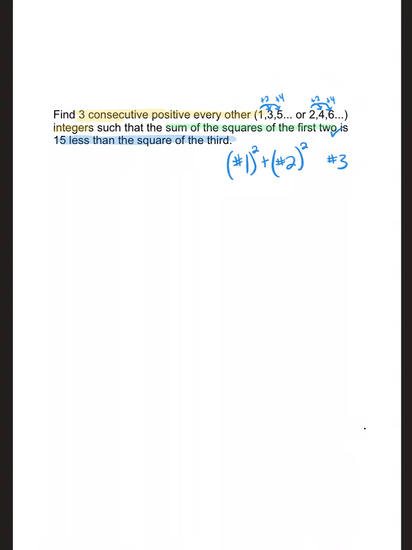Okay, and then it says is. When we see is, we should be thinking equals. So everything we just did there with the sum of the squares is going to be equal to something. It's going to be equal to 15 less than the square of the third. Well, 15 less than my third number.